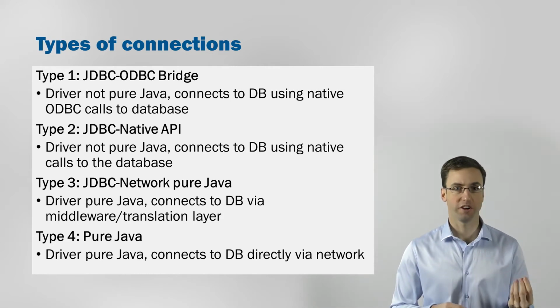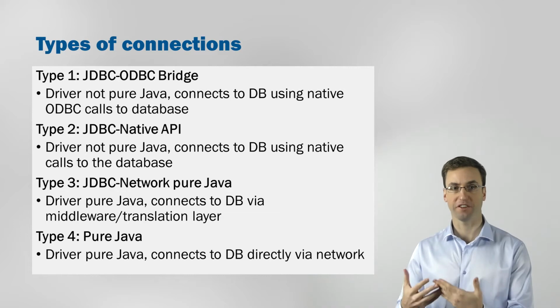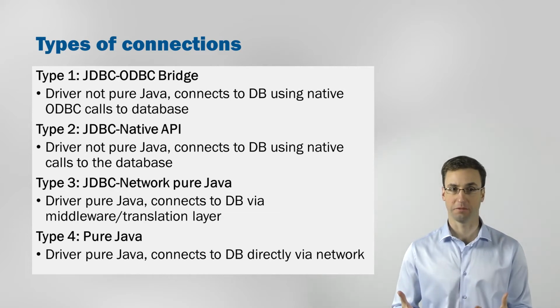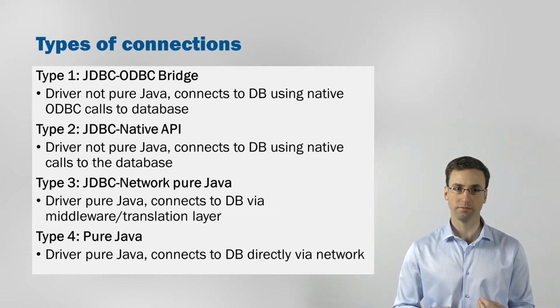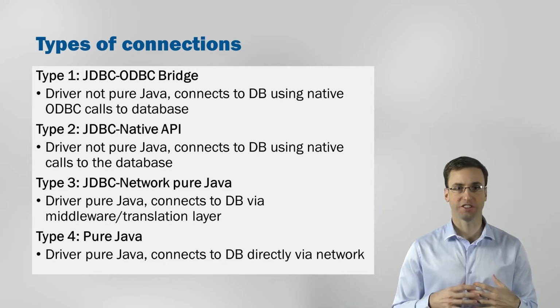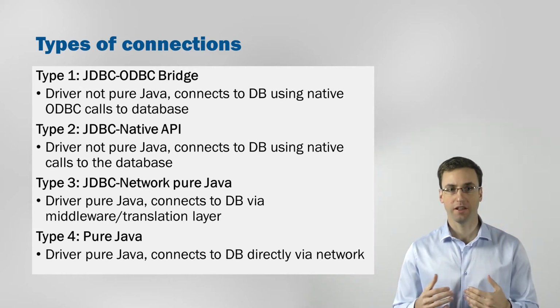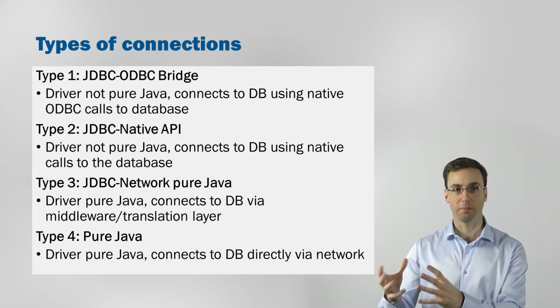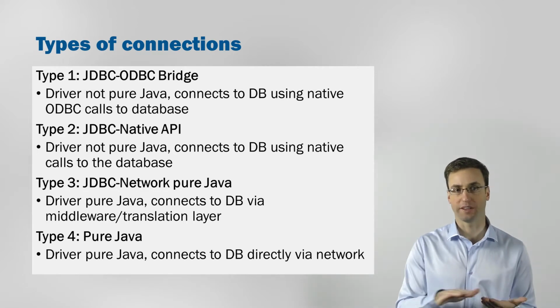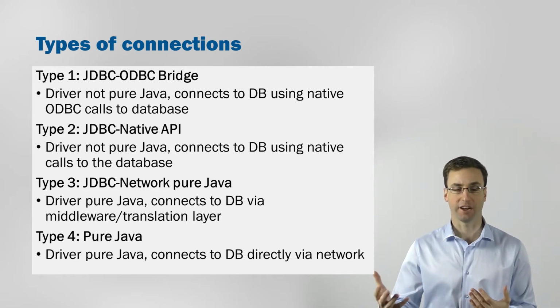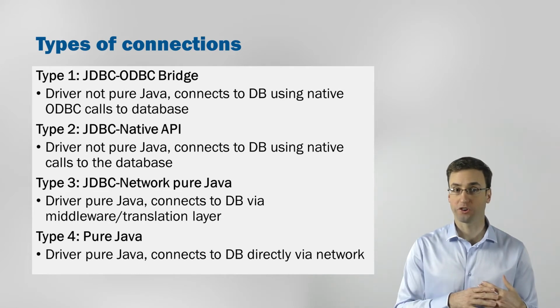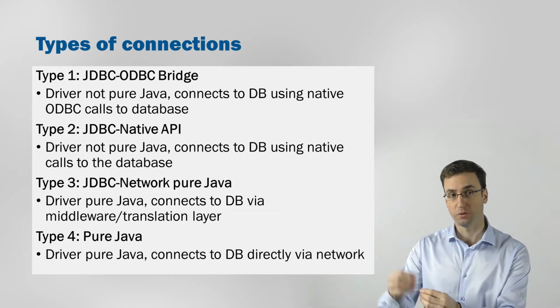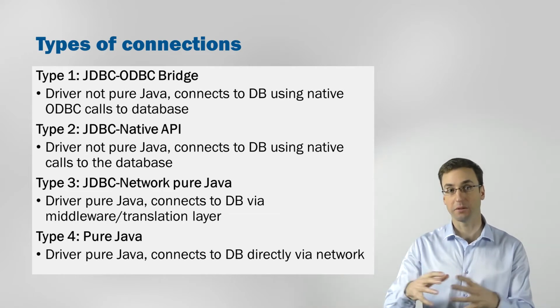Type 2 refers to drivers that make use of the Java native interface and native code to connect to the database. Type 3 refers to drivers that are written in pure Java, but they require the installation of another middleware server that translates between the Java communication and the native database communications. A Type 3 driver will connect to the middleware server, and then that server will communicate to your database. So there's that intermediate layer.